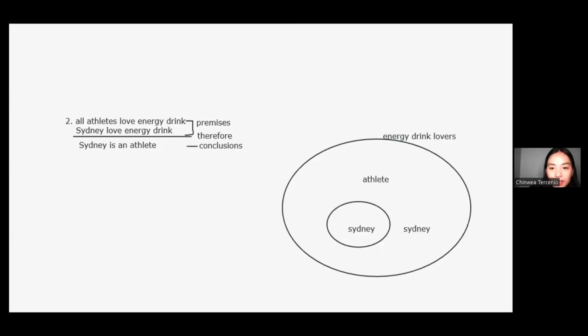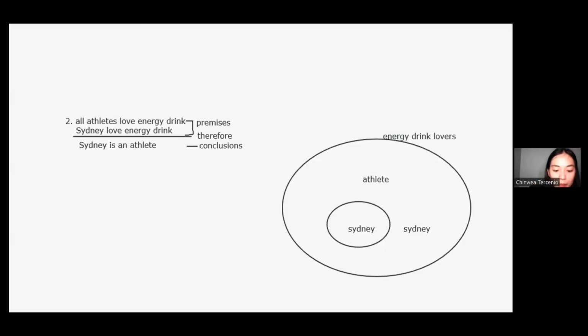Nag-draw lang ako dito ng circle na nagre-represent ng energy drink. Then the athlete lives inside the bigger circle to represent it. So, nag-draw lang ako again ng circle. So, nilagay ko dito si Sydney. Kasi, because Sydney is an athlete.